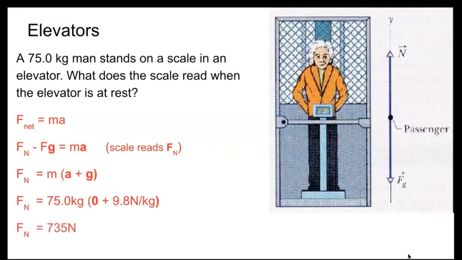So this man weighs 735 newtons. A 75 kilogram man is a pretty average size man. That's someone in the 160 pound range. So if someone weighs 160, 165 pounds, which is probably a good estimate for Albert Einstein here, that's about 735 newtons. That's just to give you an idea of how much a newton is.